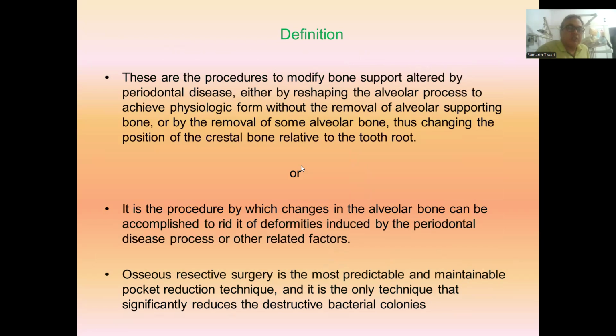Definition: what is resective osseous surgery? It is a procedure by which changes in the alveolar bone can be accomplished to rid out deformities induced by periodontal disease process or other related factors. These are procedures to modify bone support altered by periodontal disease, either by reshaping the alveolar process to achieve physiologic form without the removal of alveolar supporting bone, or by removal of some alveolar bone, thus changing the position of crestal bone relative to the tooth root.